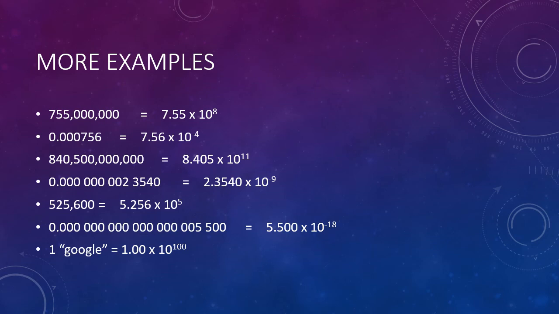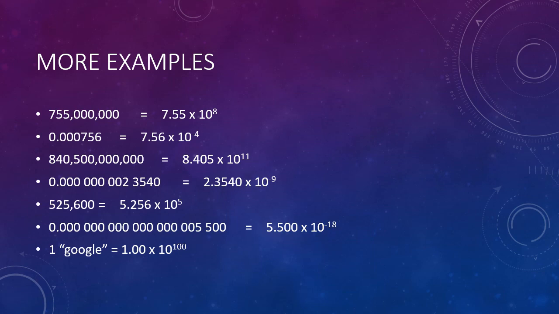In our fourth example, this is a very small number, so we will have a negative exponent once again. In order to move the decimal from where it is to between the 2 and the 3, we must move it 9 times. And so the number is 2.3540 times 10 to the negative 9th power. Our next example, 525,600, which is the number of minutes in a year, is equal to 5.256 times 10 to the 5th power. It is a large number, so it must be a positive exponent, and it has to move 5 times to get to its new position for the decimal.